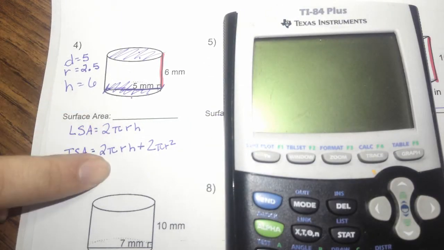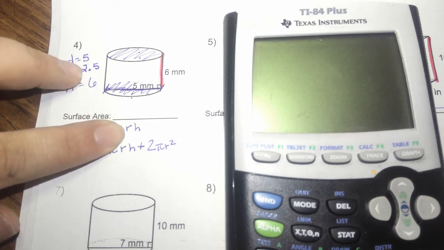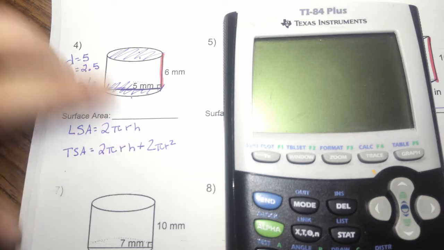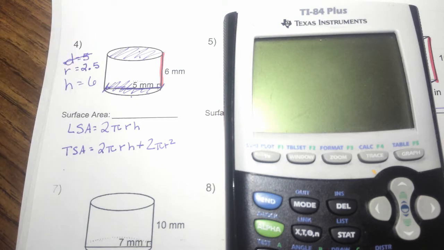This is enough work to show me that you're using 2.5 for R and 6 for H. If it helps, you can cross that out. You don't need D equals pi. If it helps, you probably don't even need to write it down.